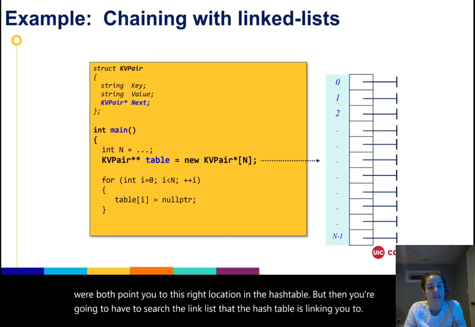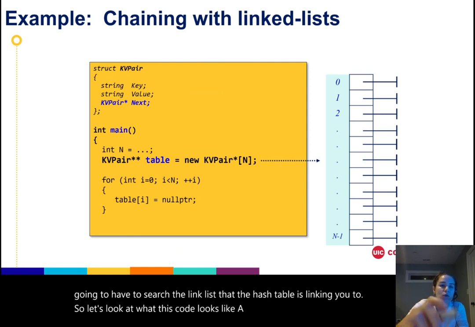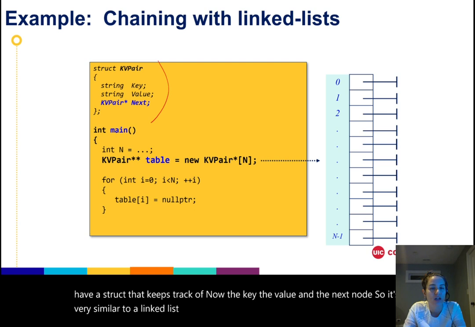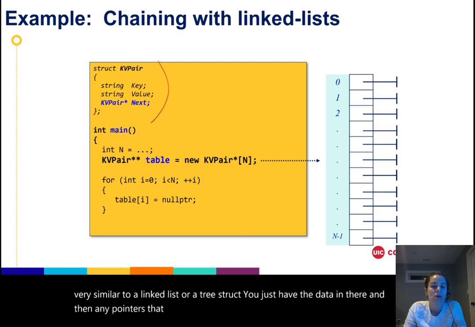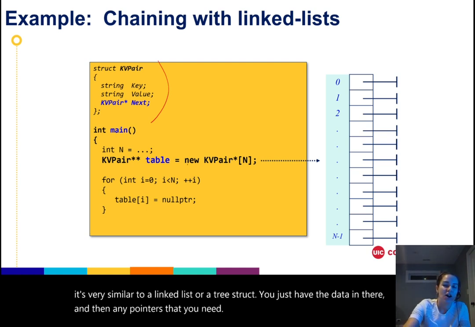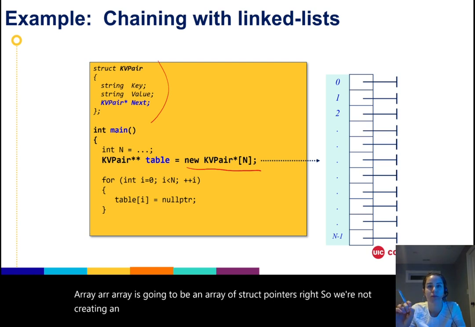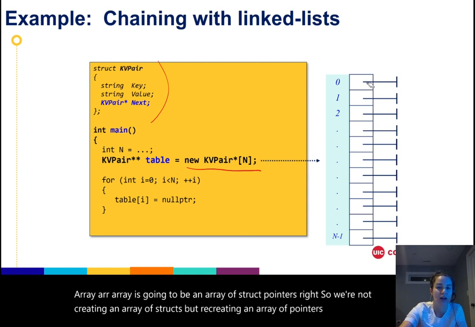So let's look at what this code looks like a little bit. We're going to need to have a struct that keeps track of now the key, the value, and the next node. So it's very similar to a linked list or a tree struct. You just have the data in there and then any pointers that you need. When we create our array, it's going to be an array of struct pointers, right? So we're not creating an array of structs, but we're creating an array of pointers that point to structs, right?